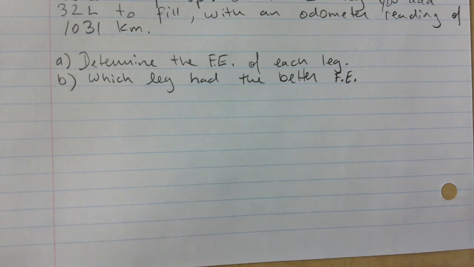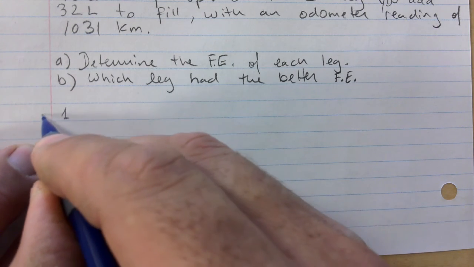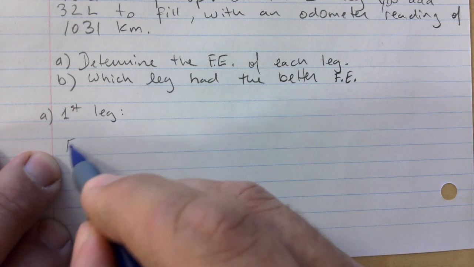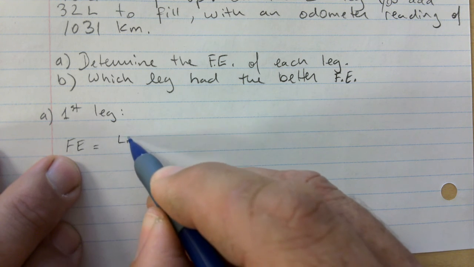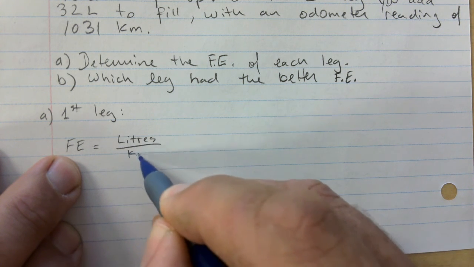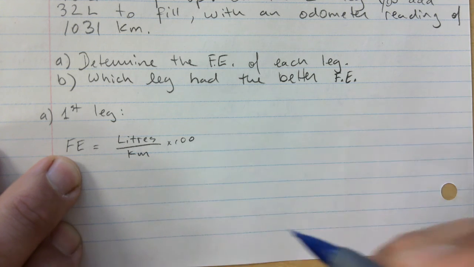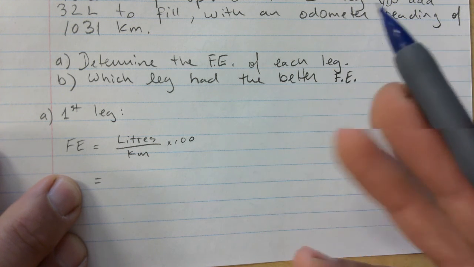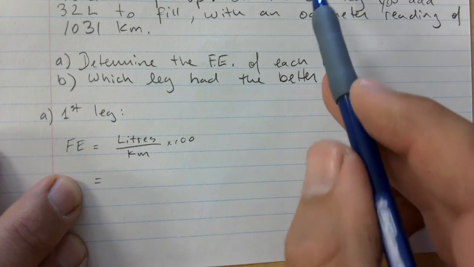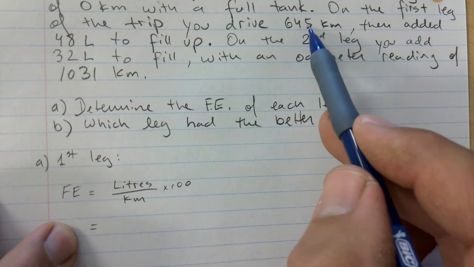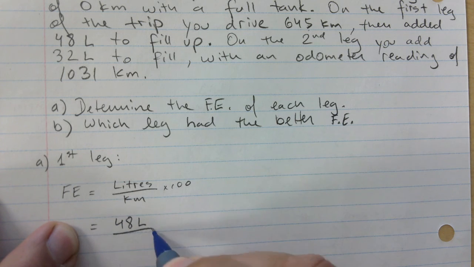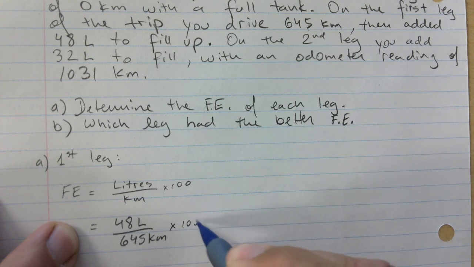Okay, so we need to determine the fuel economy for each leg, right? So for A, first leg, fuel economy is liters per distance, right? Distance times 100. For the first leg, you start your odometer at 0, you drive 645 kilometers, and you fill up 48 liters. So the 48 liters goes up top, the 645 kilometers goes at the bottom, and then you go times 100.